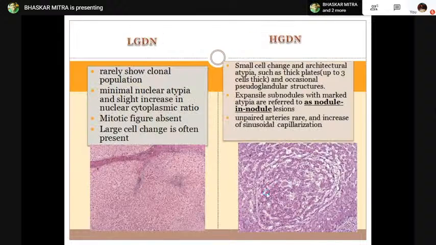Now, as the name suggests, as there is a dysplasia, there are two types, one a low grade, another a high grade.